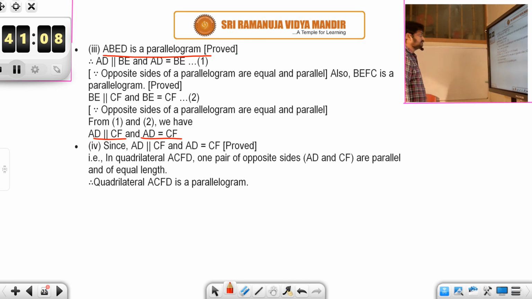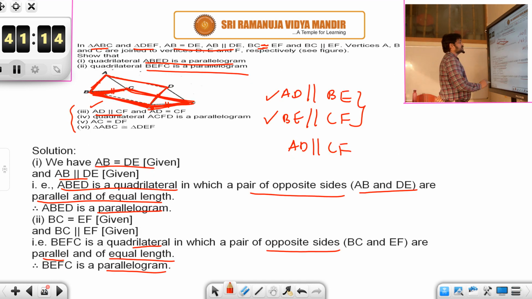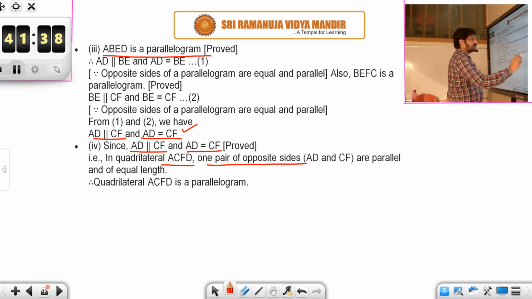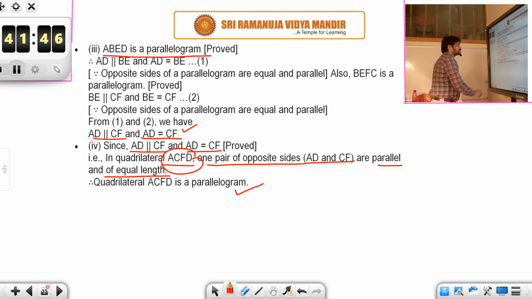Okay students. And then look at the fourth one. You need to prove that quadrilateral ACFD is a parallelogram. Again, this is also a similar proof. Since AD is parallel to CF and AD is equal to CF, which is proved, we could say that in quadrilateral ACFD, one pair of opposite sides AD and CF are parallel and of equal length. So hence ACFD will be a parallelogram. So this is the fourth proof.